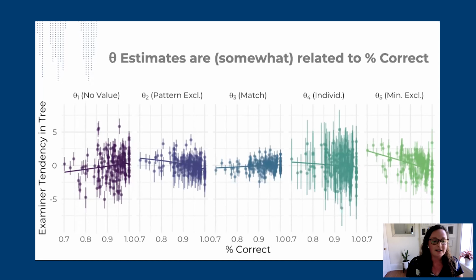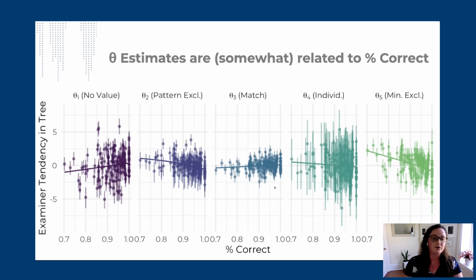And so I'll just leave this up for a second because we can think of it as showing how these theta estimates are related to percent correct. And so what I really want to point out here is what the variability looks like in these different decisions. And so theta 1, which are the no value decisions, and theta 4, which are the individualization versus close inconclusive tendencies, are the most variable. And so these are the estimates that are furthest away from 0 and tend to be more extreme than the other theta estimates.